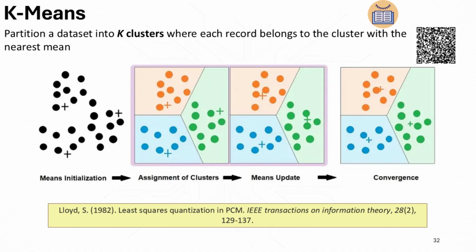We start by randomly placing k starting points, the centroids, into our data space. In this example, we've chosen k equal to 3. Each data point looks at the available centroids and hitches its wagon to the closest one. This creates our initial orange, blue, and green territories.